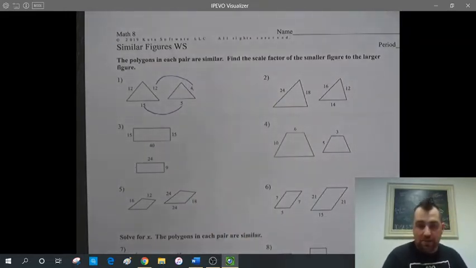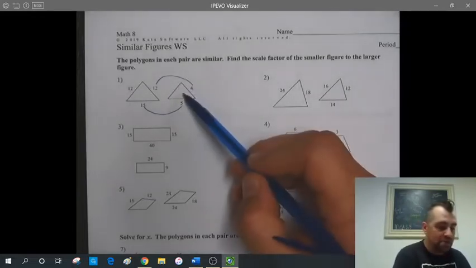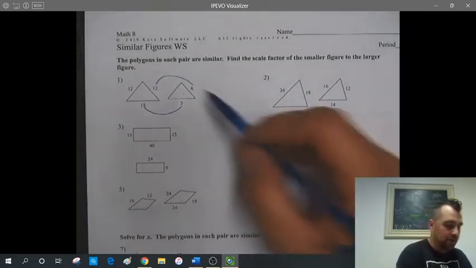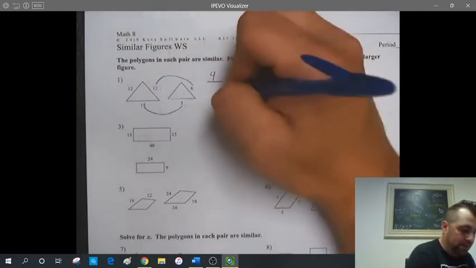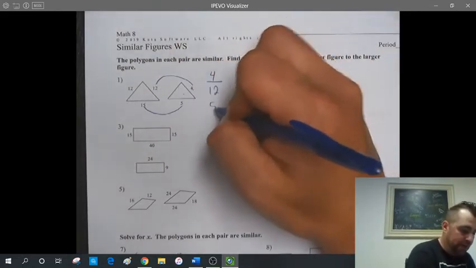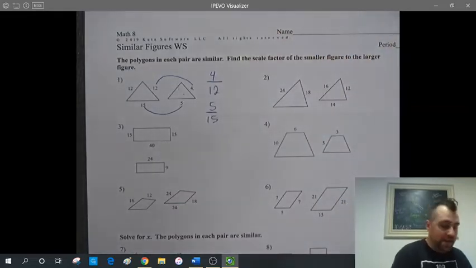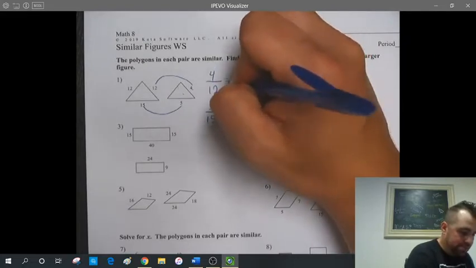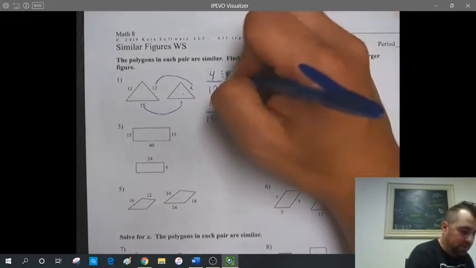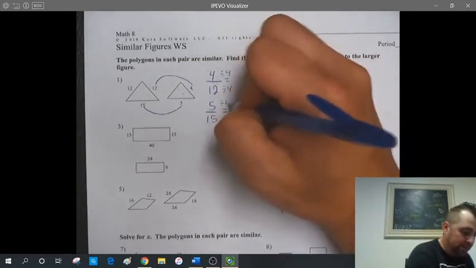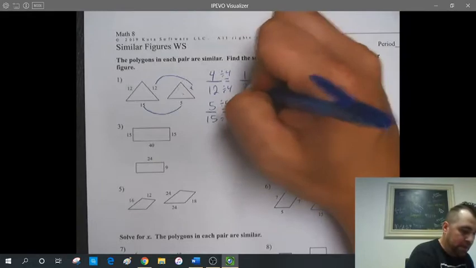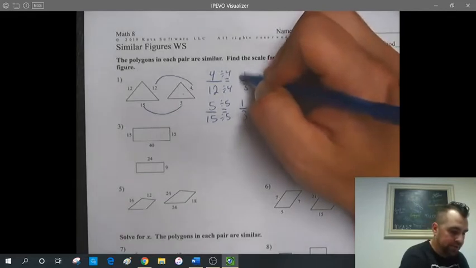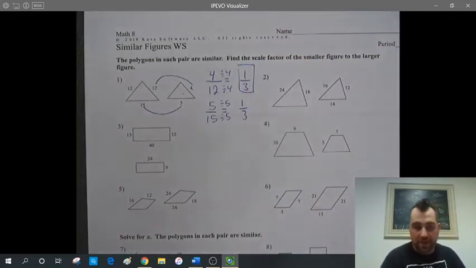Okay, but if I write a scale factor, a scale factor is how much did the small one have to get multiplied by to make the big one? Because we're asked to write the scale factor from small figure to large figure. So small figure 4 compares to 12, small figure 5 compares to 15. And in each of these, if I were to reduce them, I can divide this one by 4, this one by 4, this one by 5, this one by 5, and so I end up getting a scale factor of 1/3. And notice that they're both the same here, which is also helping to prove that they are similar figures.